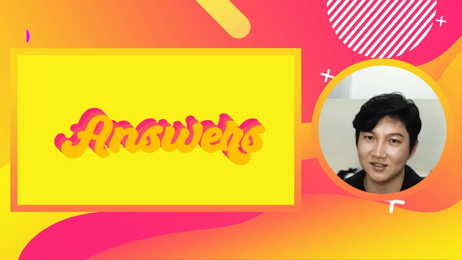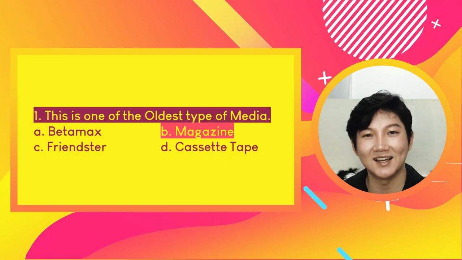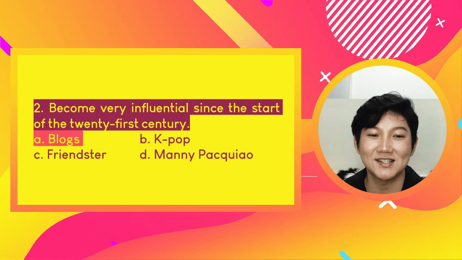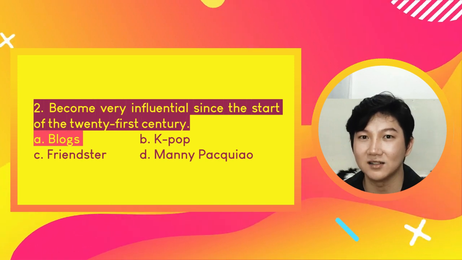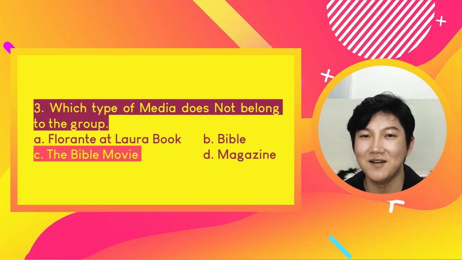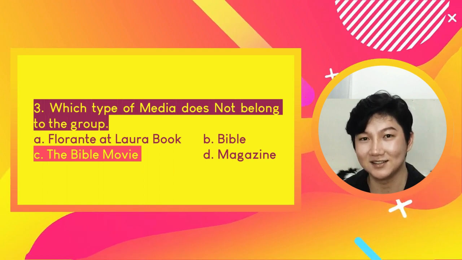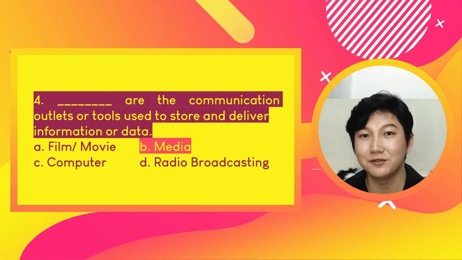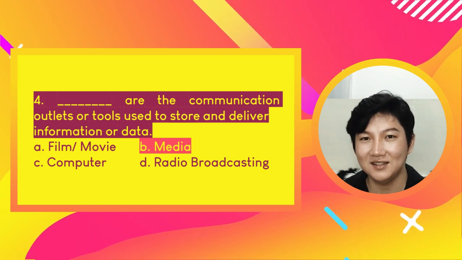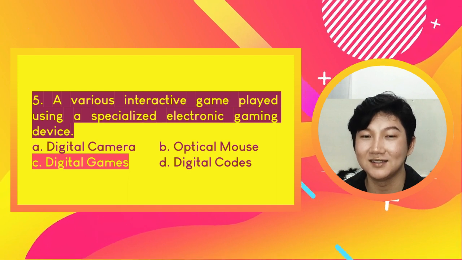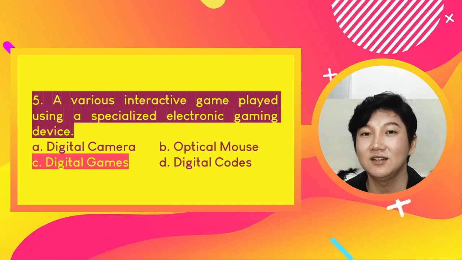And here are the answers. Number 1. It's letter B, magazine. Number 2. A, blogs. Number 3. C, the Bible movie. Number 4. B, media. Number 5. C, digital games.